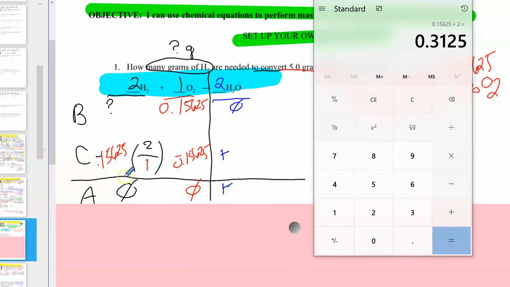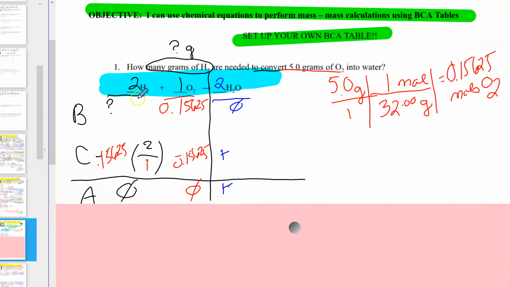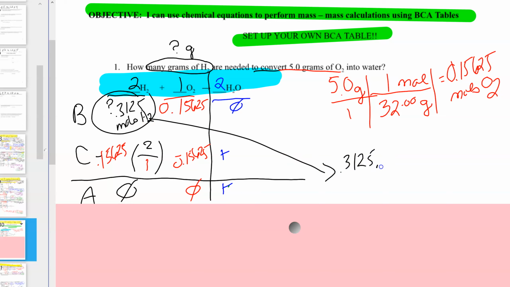So if there's none left over and that's how much we used up, how much must we have started with? Well, that number, 0.3125. And remember, the BCA table is always moles. So that's how many moles of H2 we used. But do they want to know moles? No, that'd be too easy. So we've got to take that number out of the BCA table, and we're going to take our 0.3125 moles of H2 over 1, and we want to cancel out moles and go to grams.